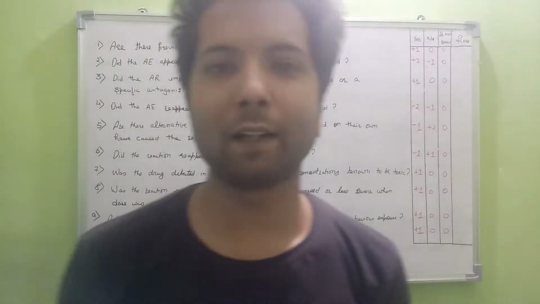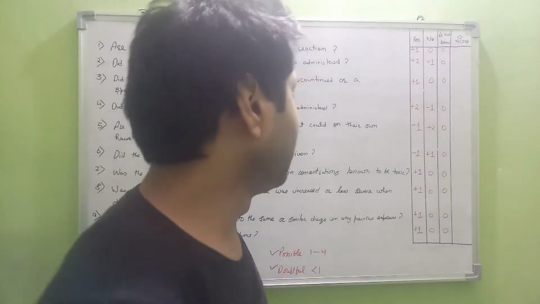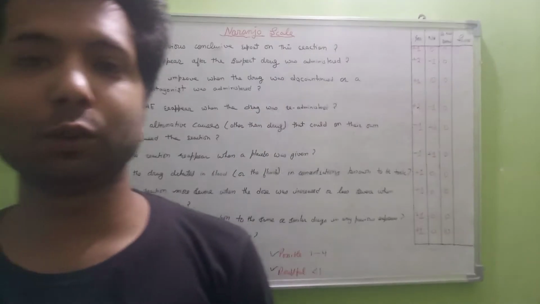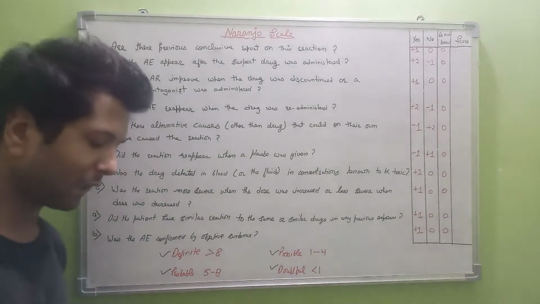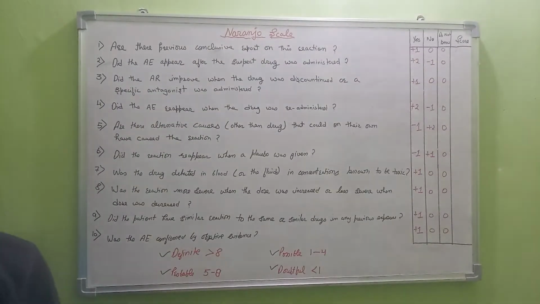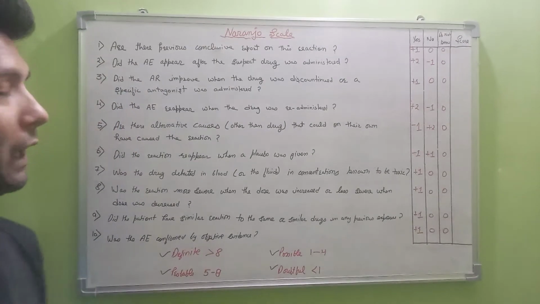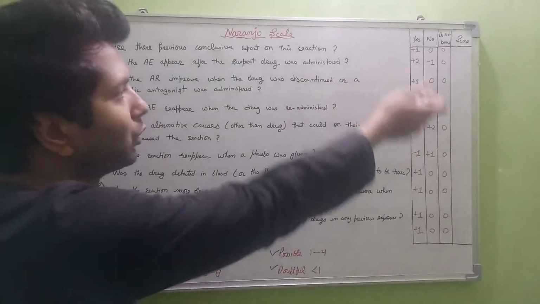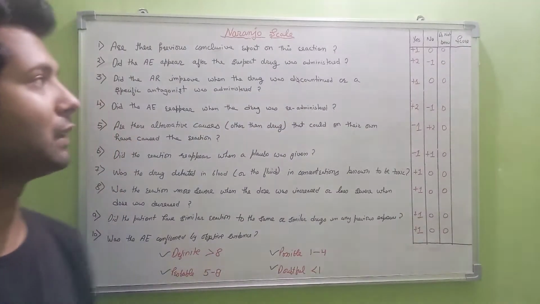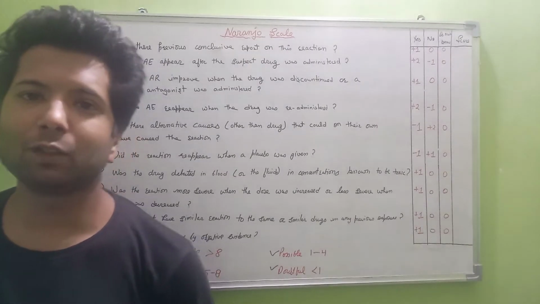Hello all and welcome. Today we will discuss the Naranjo scale. The Naranjo scale is used in the measurement of causality, and we know that causality is a relationship between the drug and the event. The Naranjo scale consists of 10 questions, and each question has its own scoring. In this way we can measure the causality by using the Naranjo scale.